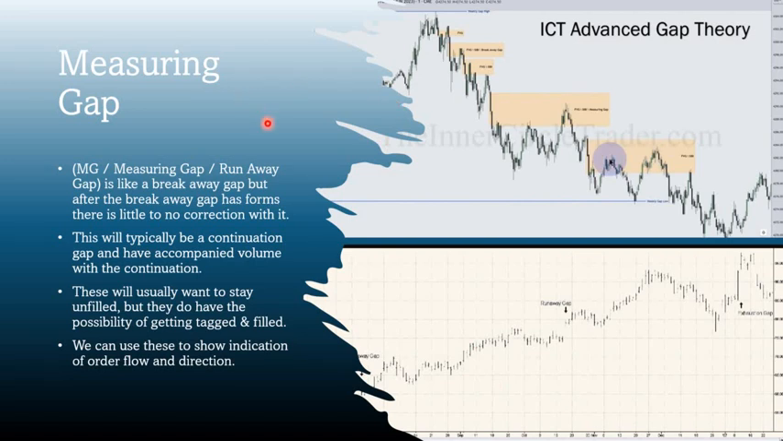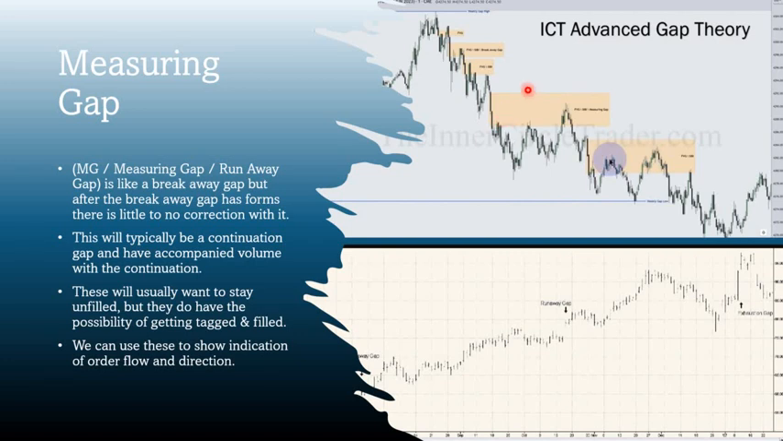Now, a measuring gap, also known as a runaway gap, is like a breakaway gap. But after the breakaway gap has formed, there is little to no correction with it. This would typically be a continuation gap and have accompanied volume with the continuation. These will usually want to stay unfilled, but they do have the possibility of getting tagged and filled. We can use these to show indication of order flow and direction.